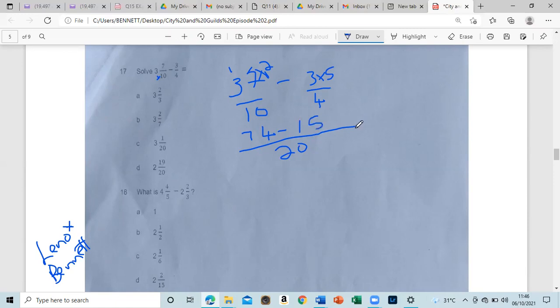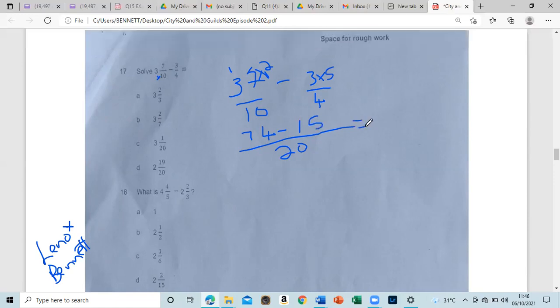All right, so now we're going to take away 74 minus 15, and then we divide by 20. And that's very simple, guys. So that's 59 over 20. How many 20s can I get out of 59? If I take 3, it'll be 60. So that means I can get 2 and 19 over 20. Sorry for the quality of the paper, guys, but you know it already. So that would be D.